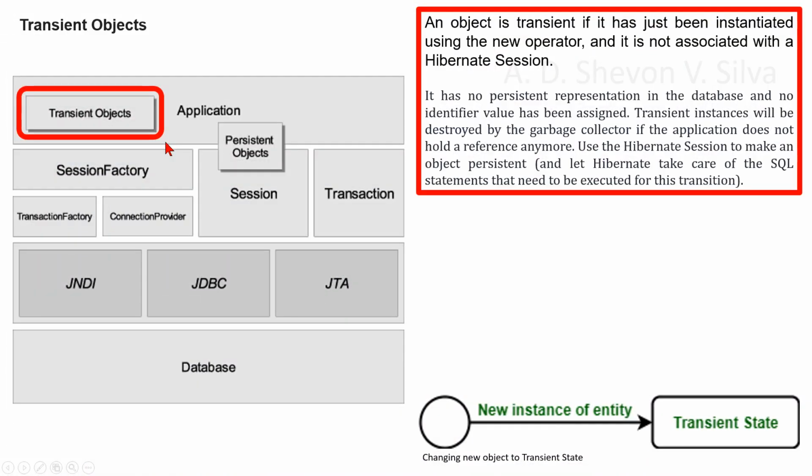An object is transient if it has just been instantiated using the new operator and it is not associated with a Hibernate session. It has no persistent representation in the database and no identifier value has been assigned. Transient instances will be destroyed by the garbage collector if the application does not hold a reference anymore.